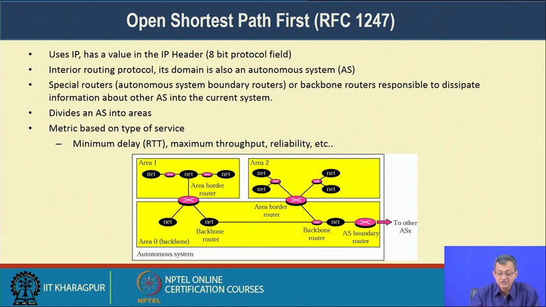Similarly, for OSPF, which we have already discussed, that is within the AS. It uses IP and has a value in the IP header. If you remember, there is an 8-bit protocol field. Interior routing protocols, its domain is also an autonomous system. Special routers, autonomous system boundary routers, as we have discussed, and backbone routers are responsible for disseminating information across the AS. It divides the AS into areas, and the metric to be used is minimum delay or RTT, maximum throughput and so on and so forth.